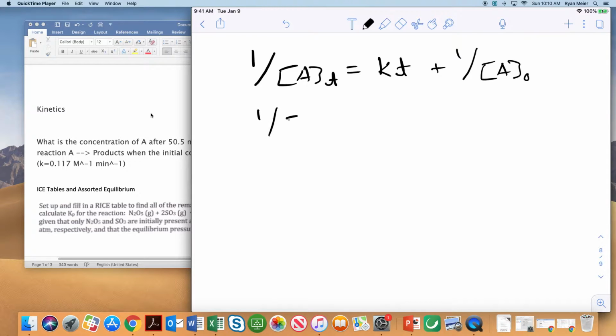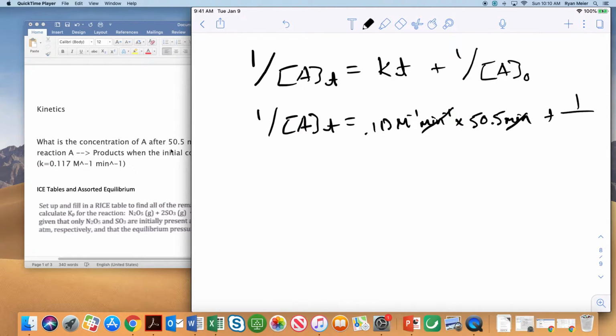So we have 1 over the concentration we're trying to find, should be equal to k, which is 0.117 molarity to the -1, minutes to the -1. Now, do pay attention to units on things. The rate constant has inverse minutes here, and they give us a time of 50.5 minutes, so that's actually nice. Our time units match. They might not always match. And if the time units don't match, then pay attention to that, and you might have to do a conversion of some kind to make sure that they do match.